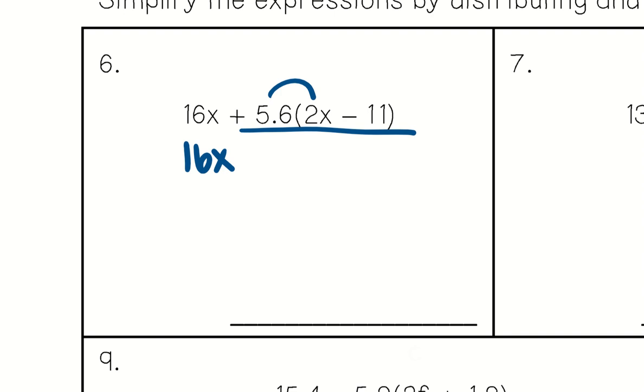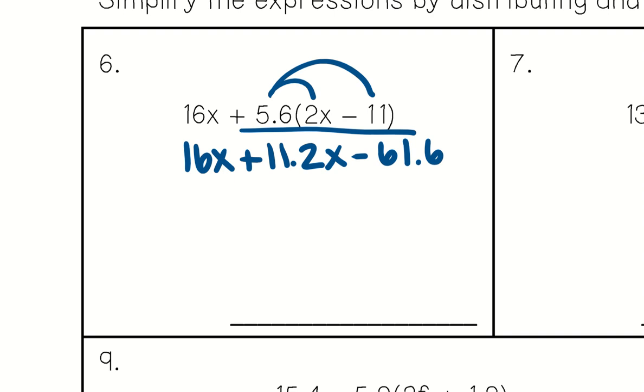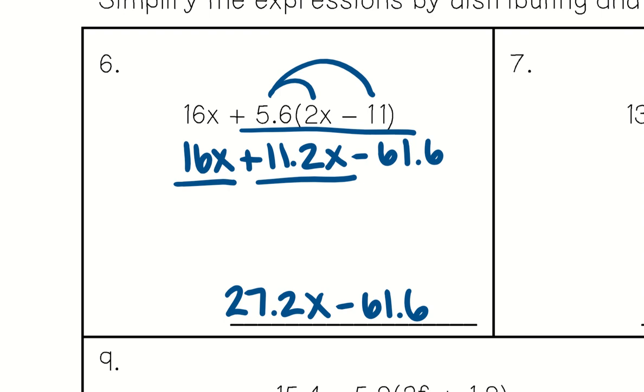So that's going to be 11.2x. And then we're going to do 5.6 times negative 11. It's going to be negative 61.6. So because we had decimals in the original question, we're going to keep decimals throughout our problem. So now we need to combine like terms. So I have 16x's plus 11.2x's. So that's going to be 27.2x. And then my constant is the only one, so that's minus 61.6.